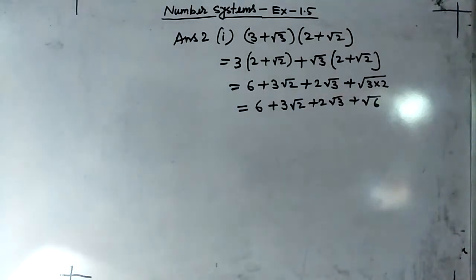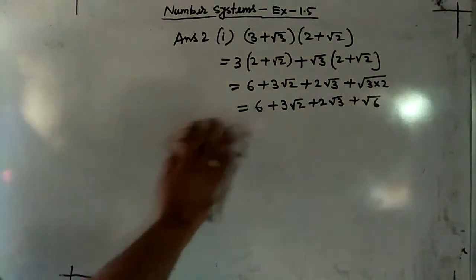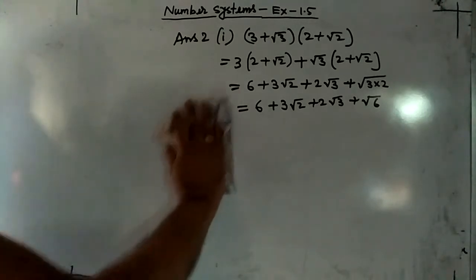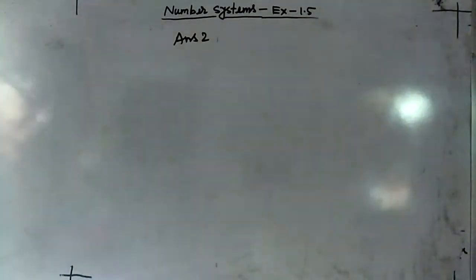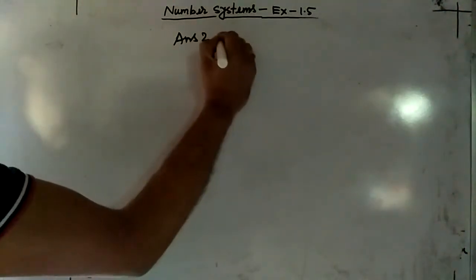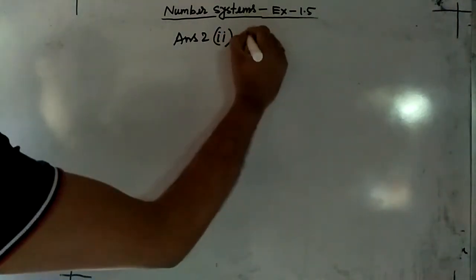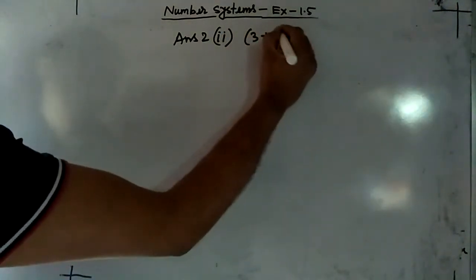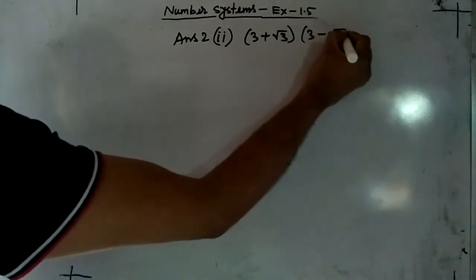Right? Write it down. Now the next question is 3 plus root 3 into 3 minus root 3. I'm rubbing this out. I'll do the second part. Okay. Now its second part is 3 plus root 3 into 3 minus root 3.